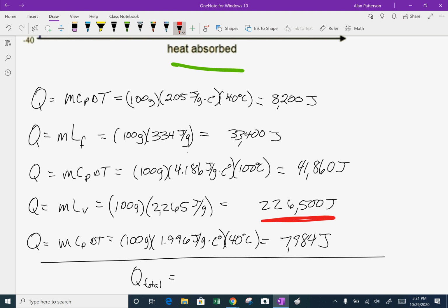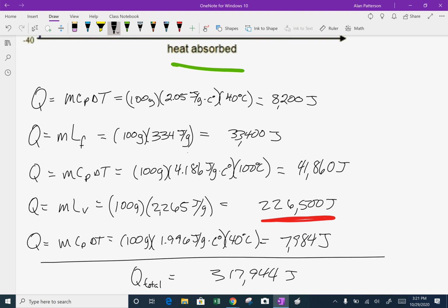All right. This is why steaming vegetables is a very good cooking method. It applies a lot of heat in a very short amount of time, and it goes all around the vegetables, and it does a very, very good job. Okay. So looking at all of these, and we total them up, you're going to end up with a total of 317,944 joules. Quite a bit of energy just to heat up, melt, and vaporize some water.